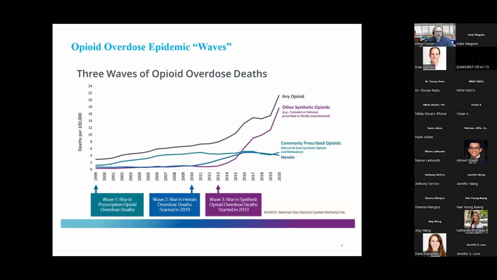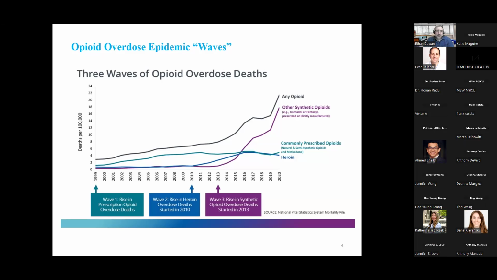The fourth wave, which is not shown here, that some people talk about, is an increase in stimulant-related overdose deaths in addition to opioid-related overdose deaths. And that's really starting around 2016 to 2018. The thing that you'll notice about this slide is that, as you see this big precipitous increase in synthetic opioid-related deaths, you actually do see decreases in opioid deaths related to prescription opioids and heroin. So there has been some progress, at least on those fronts.